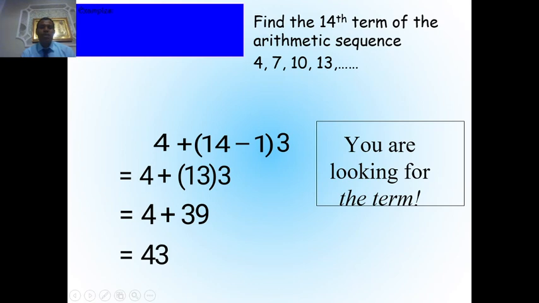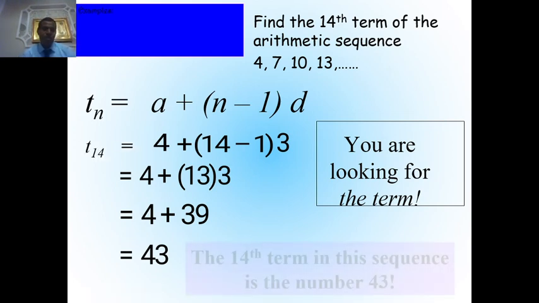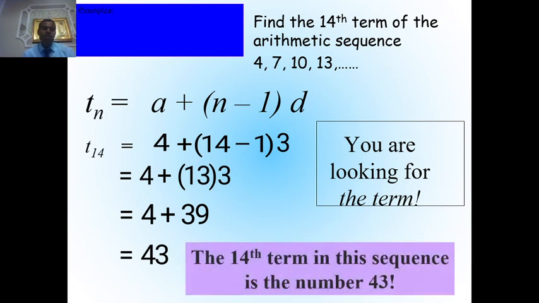So I will write 4. I'm looking for the 14th term, so I'll write 14 minus 1 here. Then I'll multiply by the common difference, 3, and 4 is the first term. Then I will apply the formula: the nth term is a plus n minus 1 all multiplied by d. a is 4, n is 14 because you are going to work out the 14th term, and d is the common difference. So T14 equals 4 plus 14 minus 1. 14 minus 1 is 13, multiplied by the common difference 3. So 4 plus 13 times 3 is 39, it will be 43. The 14th term in the sequence is the number 43.